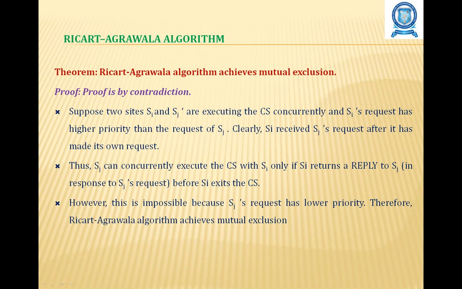Thus, we can say that Sj can concurrently execute the critical section with Si only if Si returns the reply to Sj before Si exits from the critical section. However, this is impossible because Sj's request has the lower priority. Therefore, the Ricart-Agrawala algorithm achieves mutual exclusion.